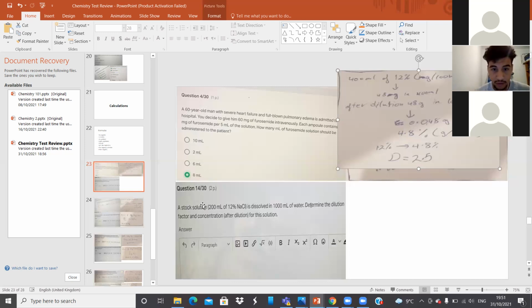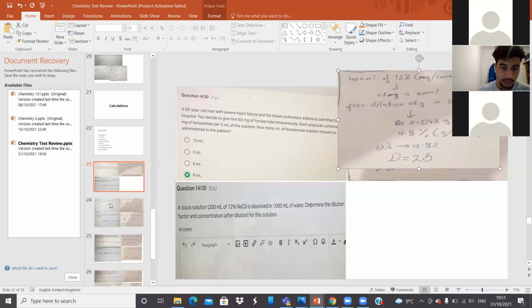And the dilution factor: it's gone from 12% to 2.4%. So it's 12 divided by 2.4, which is 5. It's a dilution factor of 5, so the concentration is now a fifth of what it was.